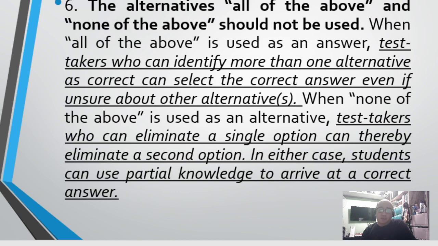The alternatives all of the above and none of the above should not be used. Why? When all of the above is used as an answer, a test taker who can identify more than one alternative as correct can select the correct answer even if unsure about the other alternatives. Likewise, when none of the above is used as an alternative, test takers who can eliminate a single option can thereby eliminate the second option. In either case, students can use partial knowledge to arrive at the correct answer.